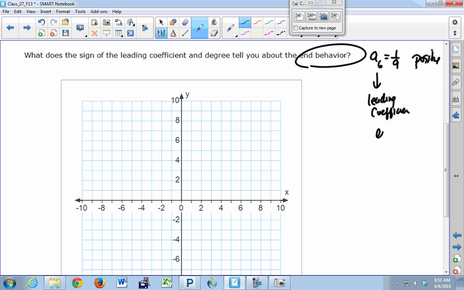And I have an even degree. So I know whenever I graph this function, my arms and my end behavior are going to be pointing towards the heavens like that. So that's what I know right now before I even start to try to graph this thing, that this graph is going to rise as I move to the left and the right towards positive and negative infinity. So before I do any work, I know that much.